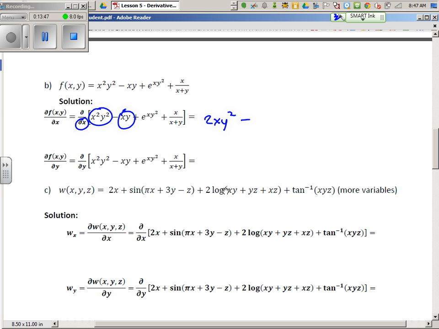Next is minus xy. Well, y is a number. It's like looking at 5x. The derivative is y. So you're only differentiating the x part.